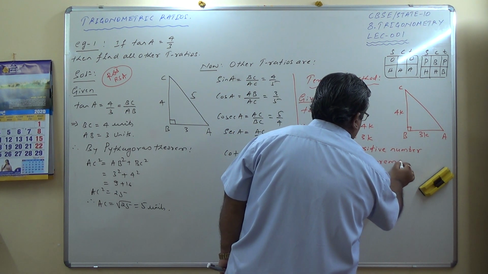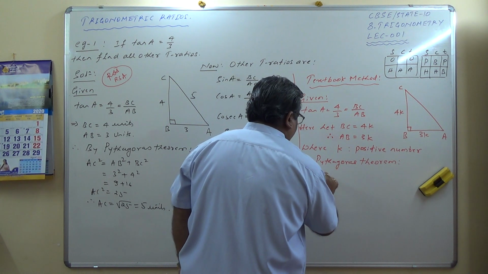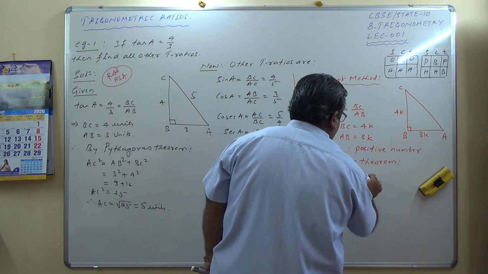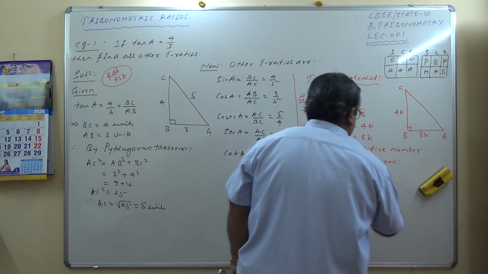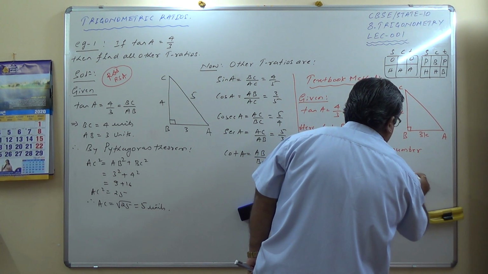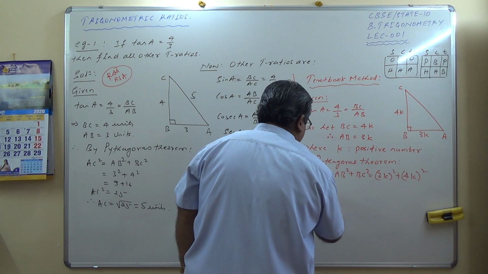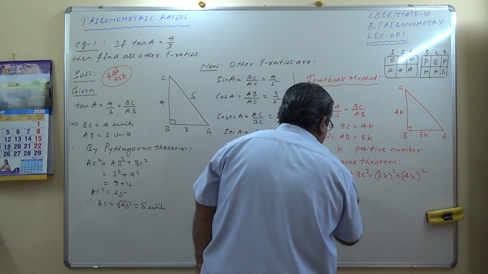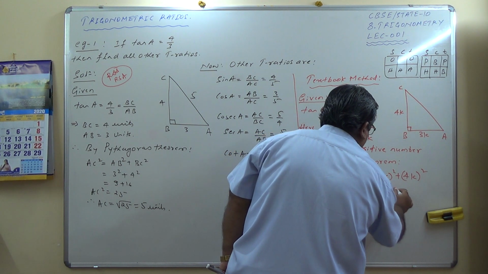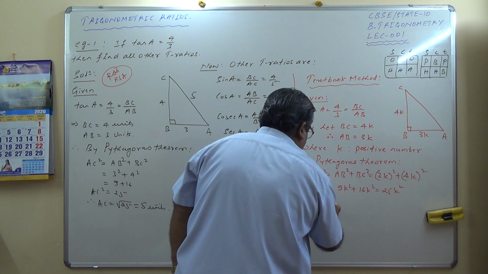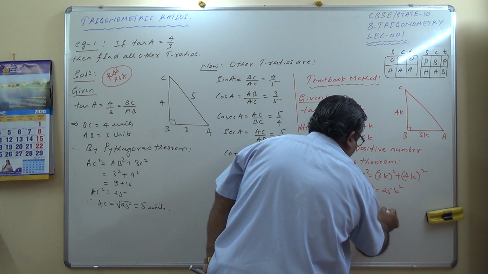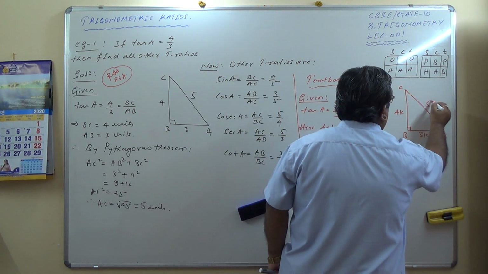By Pythagoras theorem, AC square equals AB square plus BC square, which is 3K the whole square plus 4K the whole square, and therefore AC square equals 9K square plus 16K square, which is 25K square. Therefore AC equals under root of 25K square, which is 5K, and therefore I'll write over here 5K.